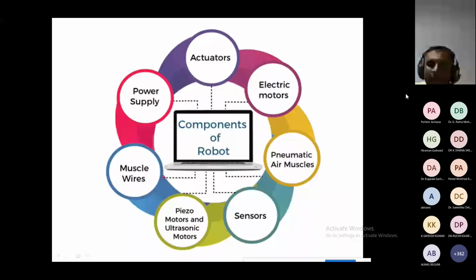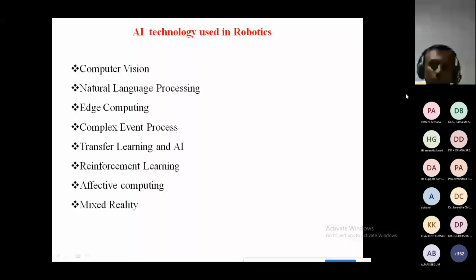The components of this AI-based system are actuator, electric motor, pneumatic air muscles, sensor, piezomotor and ultrasonic motor, muscle wires and power supply. These are the components of an AI-based robot. The AI technology used in the robot, the areas where we can give our attention, are computer vision, natural language processing, edge computing, complex event processing, transfer learning, reinforcement learning, affective computing, and mixed reality. These are the areas where computer science people are helping in the development of the robot by sandwiching it with the AI technique.